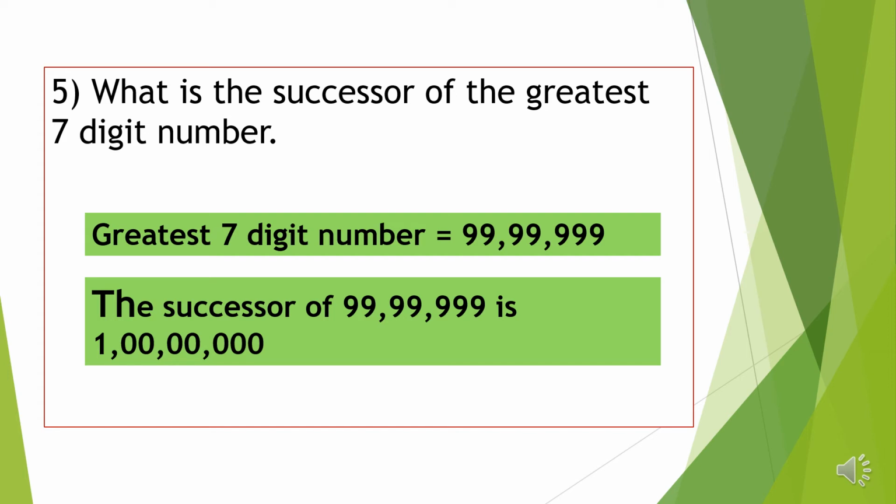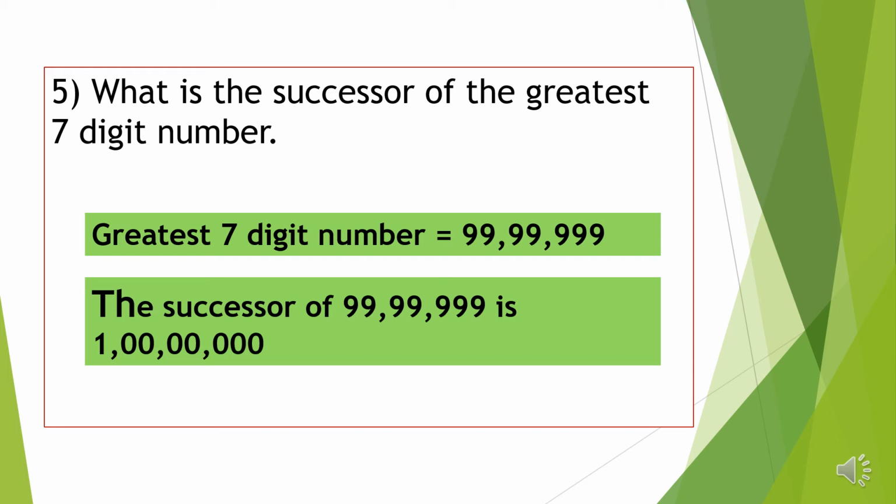That is the greatest 7-digit number. And add 1 to it. What will we get? We are getting 1 crore. What is the answer we are getting? 1 crore. And that is the smallest 8-digit number.